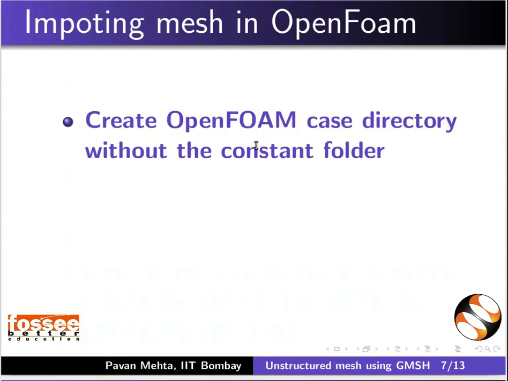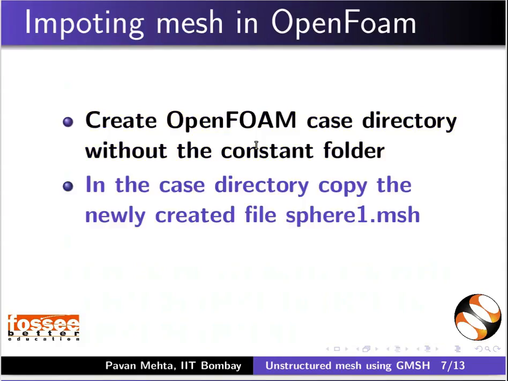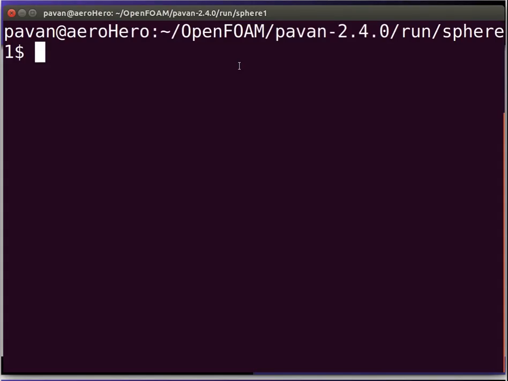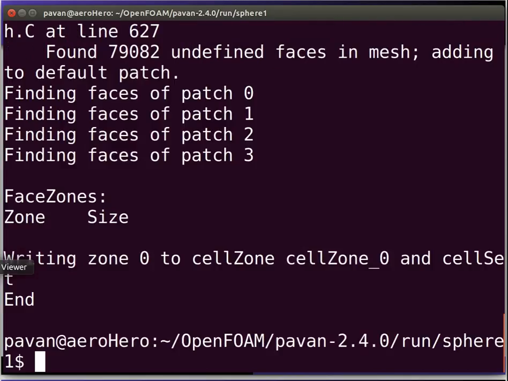Create OpenFOAM case directory without the constant folder. In the case directory, copy the newly created file sphere1.msh. Using the terminal window, go to the case directory of this problem. Once you are in the case directory, type gmshToFoam sphere1.msh to convert the mesh. Ensure that the same boundary names are there in the files of folder 0 before proceeding to the next step.